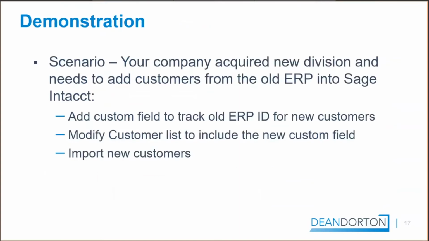All right, so the next thing I actually want to get into is a little demonstration, and I put together a quick scenario here. The scenario is that we acquire a new division and we need to get the customers from that division into Intacct. And one thing that we want to keep track of is the old customer ID, right? So in the demo, I'm going to go through adding a custom field. I'm going to show how we can modify the customer views to include that custom field. And then we're actually going to step into the import function and import some new customers.